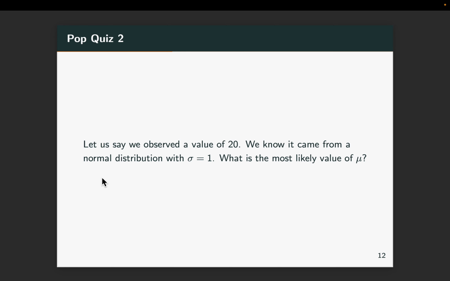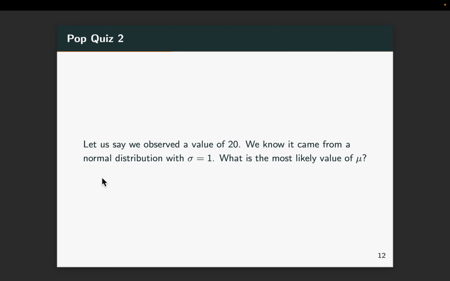Why not 19? Because that is what we have. It's prior. Okay. Any other answers? Probability of mu is highest. What is probability of mu? PDF, we will see, it will be highest.